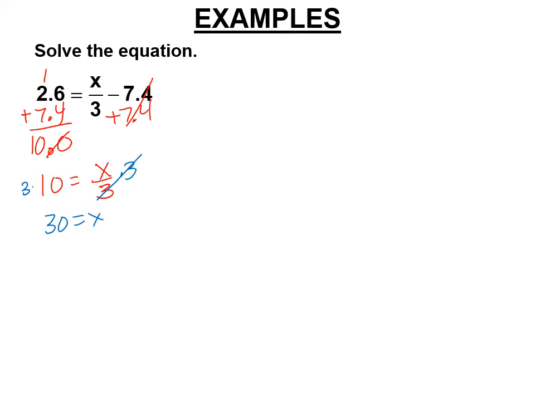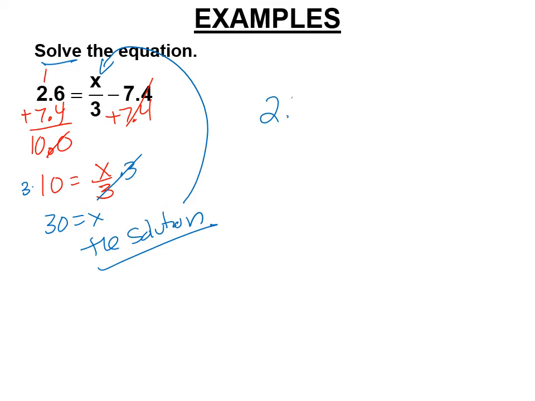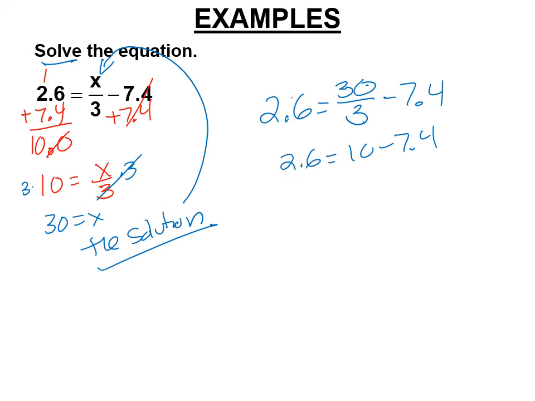Now let's understand, this is called the solution. We talked about that the other day, right? We solve an equation, we get the solution. This is the one number that will go there and make it true. 2.6 equals 30 divided by 3 minus 7.4. If you do 30 divided by 3, it's 10. 10 minus 7.4, borrowing, it does equal 2.6. Okay, that is the only number that makes all the math work out, the solution.